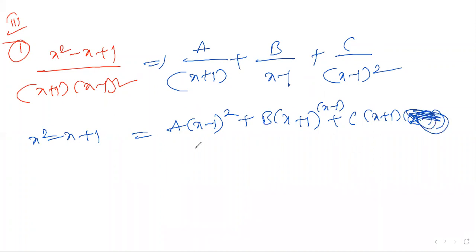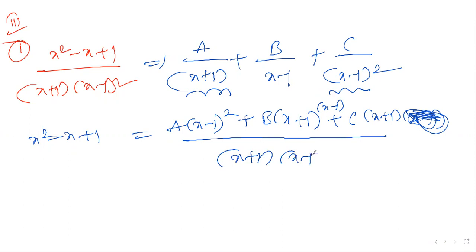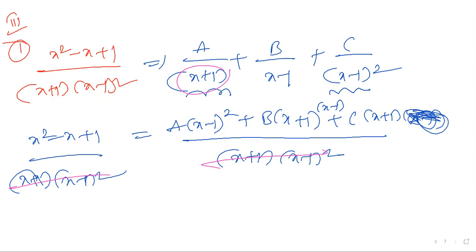Okay. LCM is (x plus 1) into (x minus 1) whole square. Am I clear, right? Yes, sir. This is cancelled. Here x plus 1 is available.